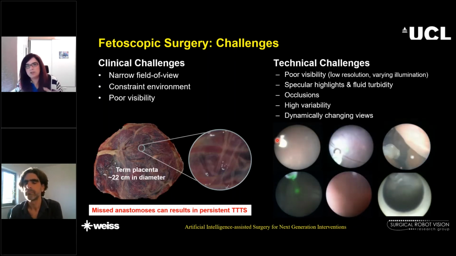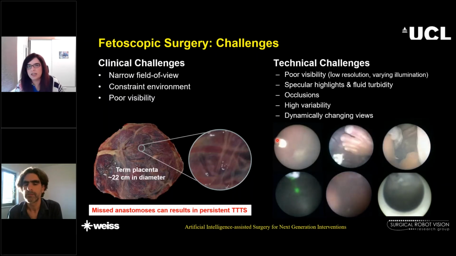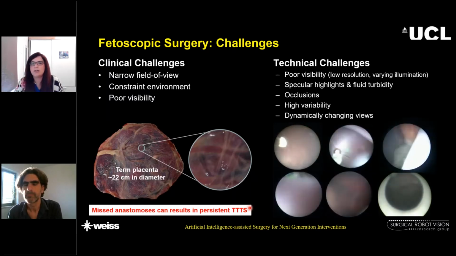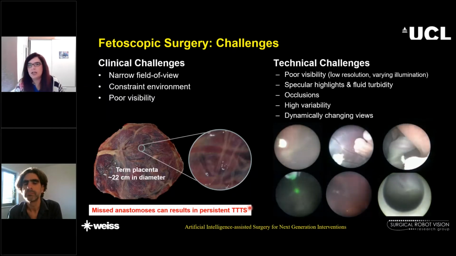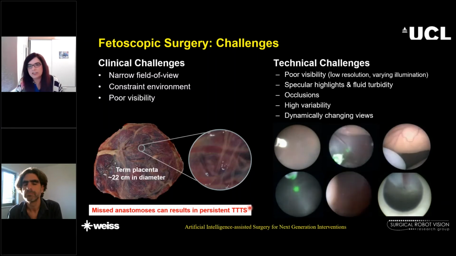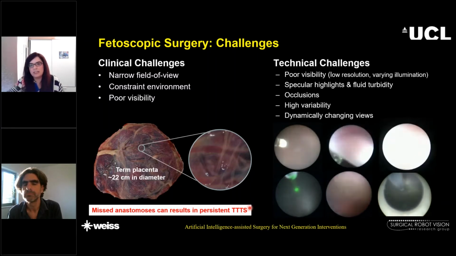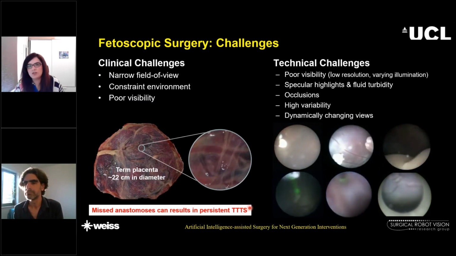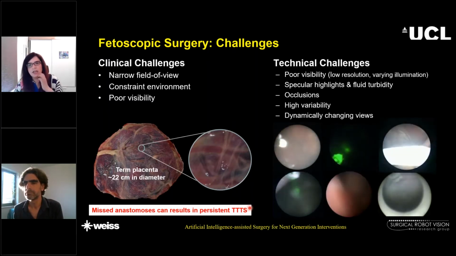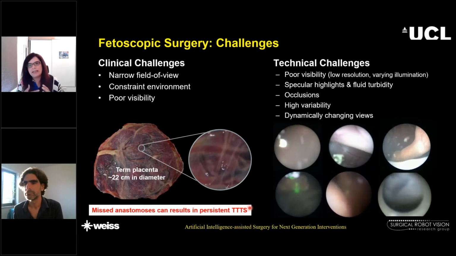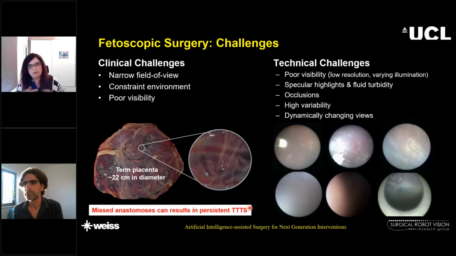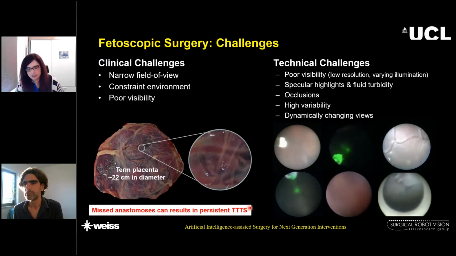From the technical side, of course, poor visibility is a challenge here as well. Alongside, because of the fiber scope, there is a honeycomb pattern, occlusions, and a very varying scene. There is a lot of interpatient and intrapatient variability, and the views are changing very dynamically. All these add up to the challenges in developing AI techniques for this kind of procedure.